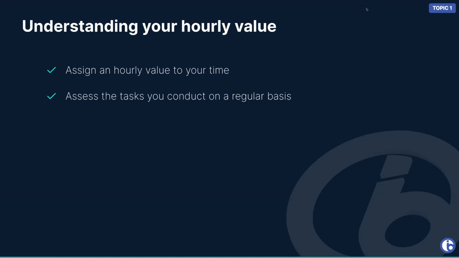So when I ask you to assess the tasks that you conduct on a regular basis, there is a very, very good reason for this. And we're going to talk about that in topics 2 and 3 today. But to begin with, assessing the tasks that you conduct on a regular basis, the easiest way to do this is just keep what I call a work journal. A work journal, work diary, work calendar, however you want to note it down. Now, this is the regular tasks. The tasks that you conduct on a regular basis.